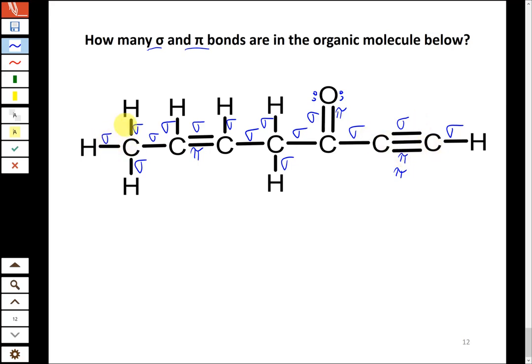So for sigma, we have 1, 2, 3, 4, 5, 6, 7, 8, 9, 10, 11, 12, 13, 14, 15. 15 sigma bonds in the molecule. And how many pi bonds? There's 1 there, 2 there, 3, 4. 4 pi. So it's pretty common that sigma is more prevalent than pi, because every bond has exactly one sigma bond. But if you have multiple bonds in the structure, there will also be pi bonds involved, and we see a few of those in this one as well.